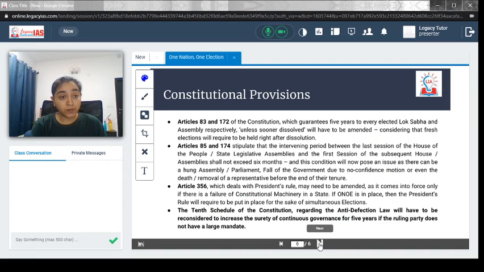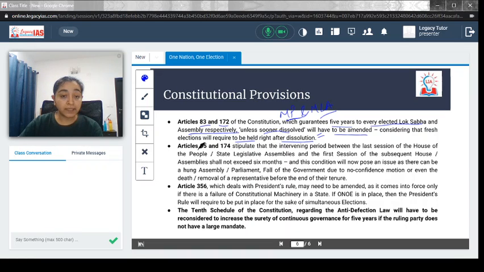Now let's quickly also see the constitutional provisions associated with it. So we have Article 83 and 172 of the Constitution, which guarantee 5 years to every elected Lok Sabha and Assembly member respectively. So for every MP and MLA, apart from when they are disqualified, it gives them 5 years of tenure, unless sooner dissolved. This will have to be amended, considering that a fresh election will be required right after dissolution. So Article 83 and 172 need to be amended, because it means that every MLA or MP needs to have 5 years, which is not possible in the case of simultaneous election.